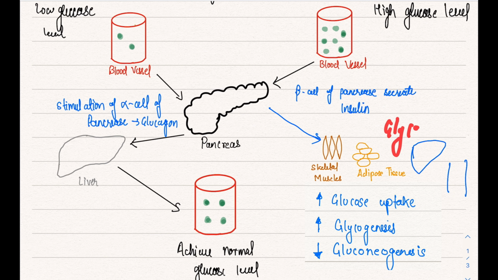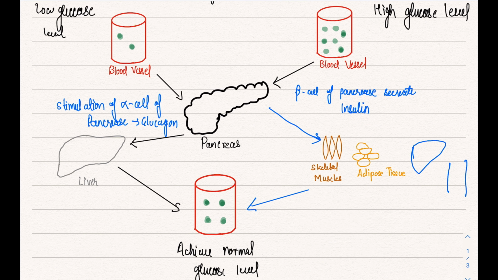That will be called glycogenesis, and it will inhibit the breakdown of the glycogen. So it will inhibit glycogenolysis, and also inhibit gluconeogenesis, and in that way the blood glucose level will decrease, right? Because of the uptake by the peripheral cells and synthesis of glycogen. So again it will decrease the glucose level and achieve the normal glucose level.